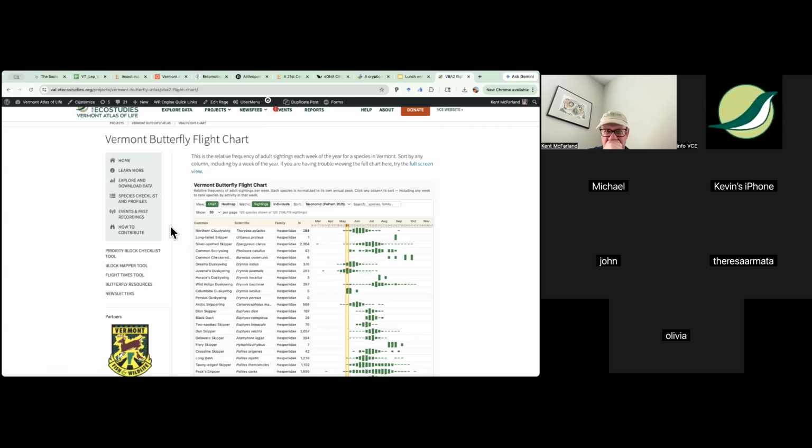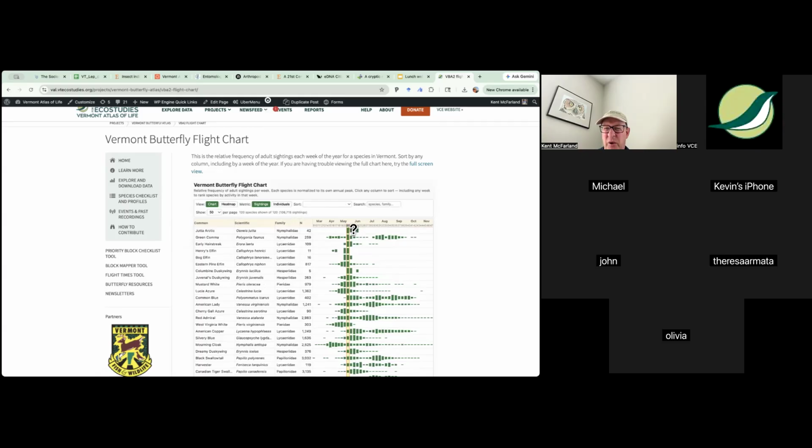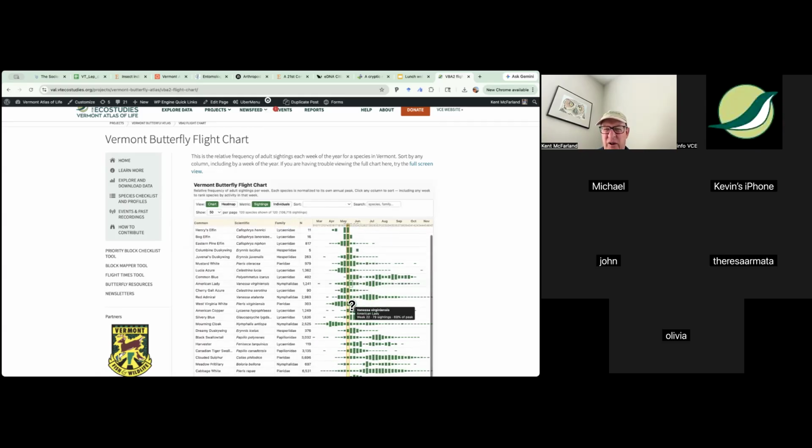So the last tool real quick is the Vermont butterfly flight chart. It can do all kinds of stuff up here, change to a heat map, change to a chart. I just rewrote this whole thing. You can get different metrics, individuals. You can sort it differently by what you want. You can click on it, it'll highlight this week, and you can click on the highlight and it'll sort it by the most abundant to the least abundant.